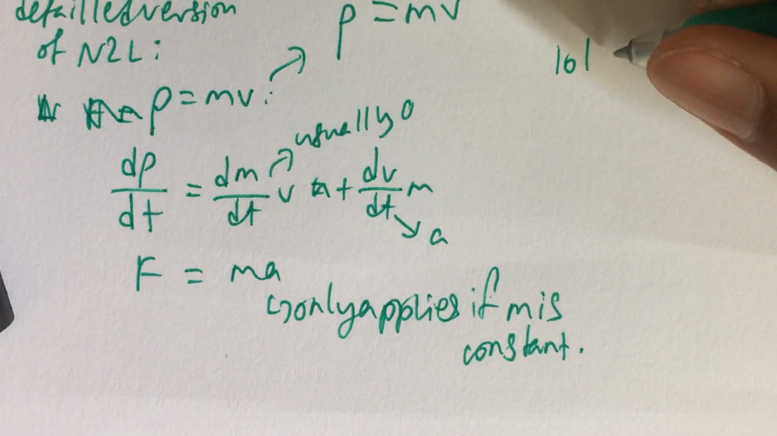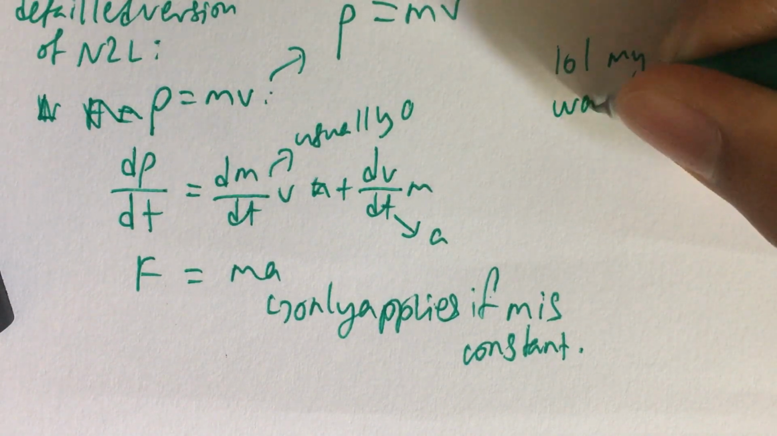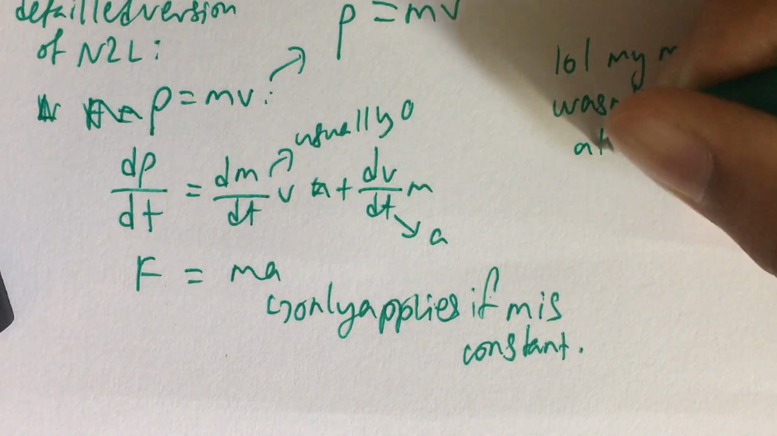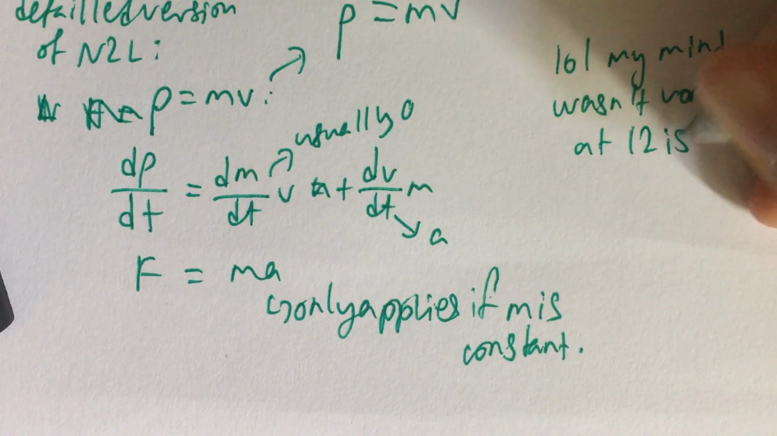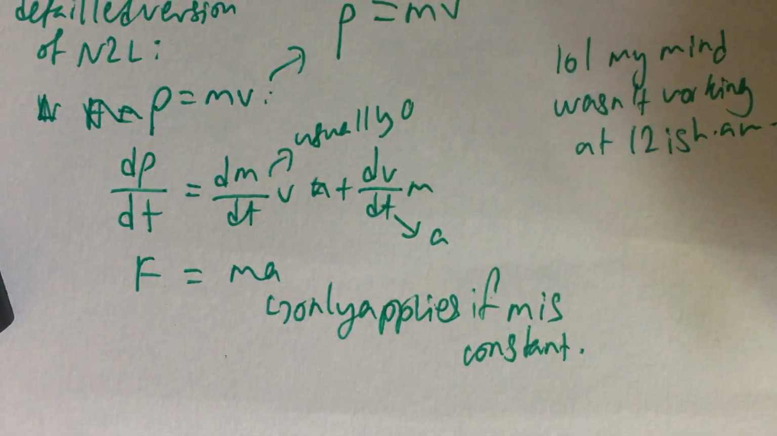Okay, so the next one is impulse. Impulse is basically just the momentum, but over a period of time. Not really over a period of time, but the net momentum that you get, the net change in momentum.